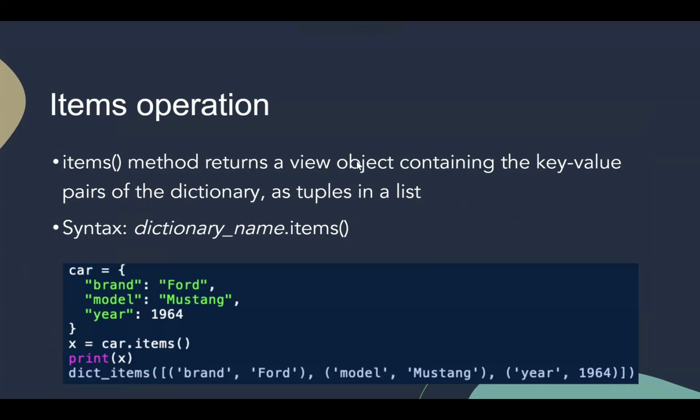What does that mean? It returns a view object. All right, so this object is just another thing in the code that you can use to access information from. This object contains the key value pairs, right? So as you can see down here, we do print X, it returns all of these pairs. Brand paired with Ford, model paired with Mustang, year paired with 1964, right? Just like in our dictionary. And then it returns these pairs as tuples. So each one of these pairs is a tuple. And all these tuples are grouped together in a list, right?